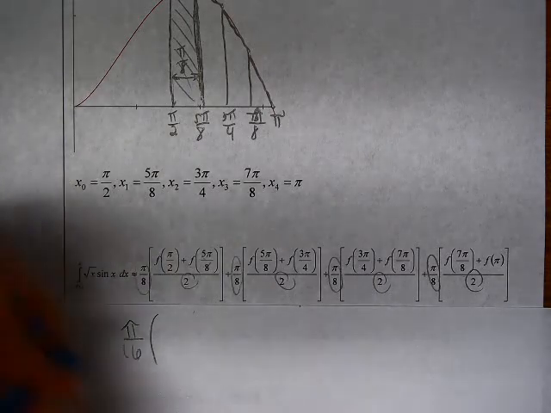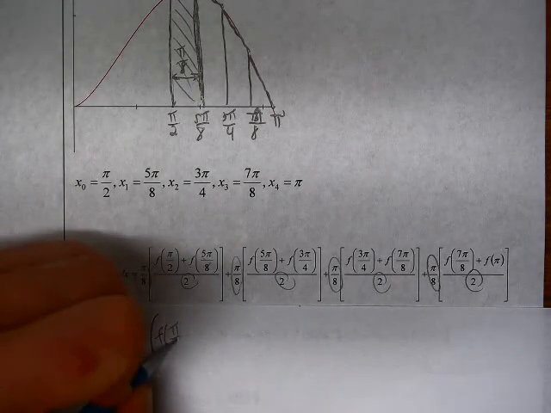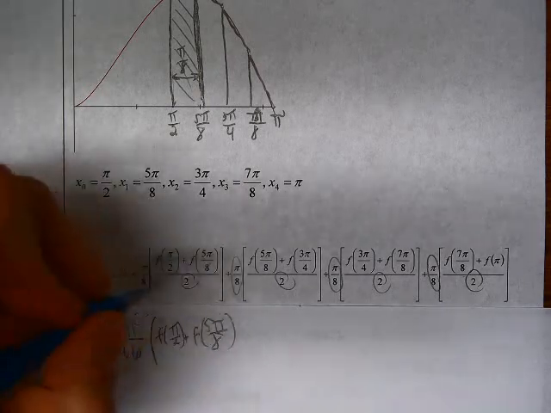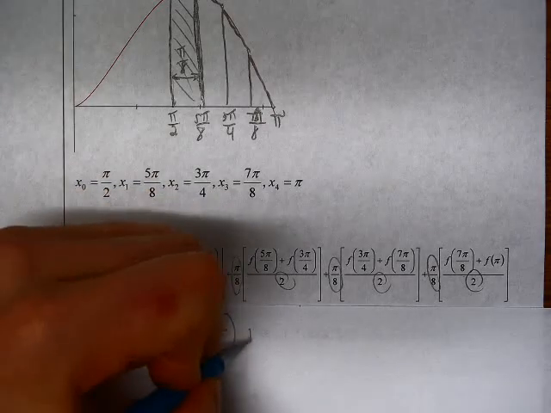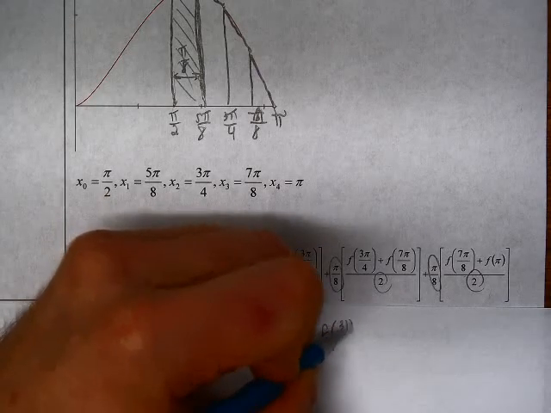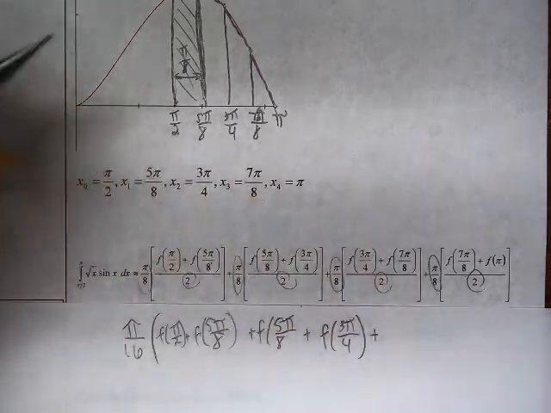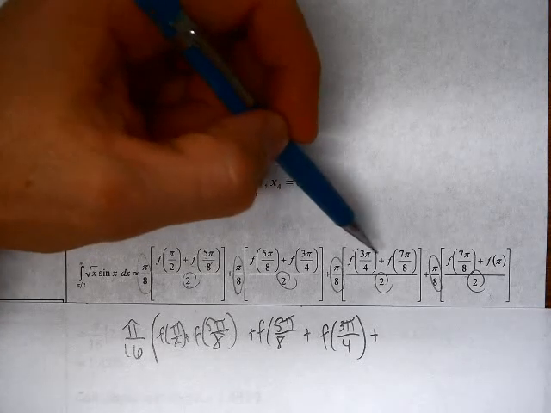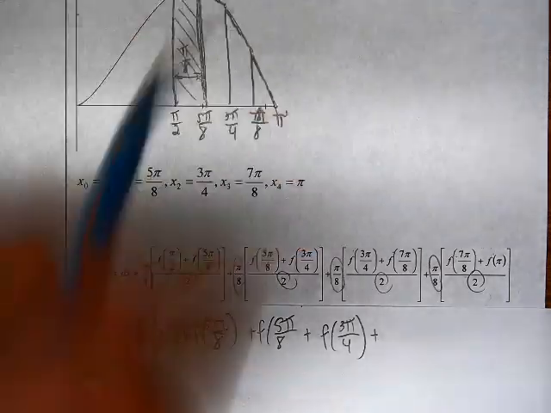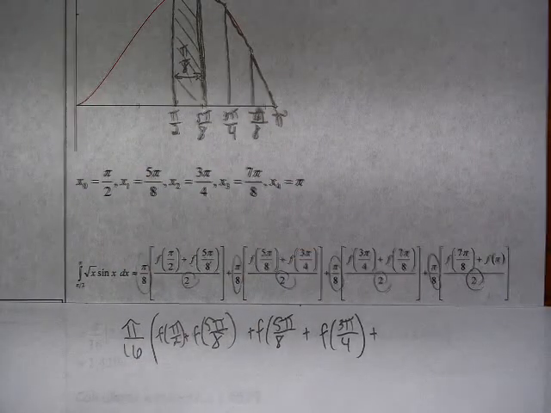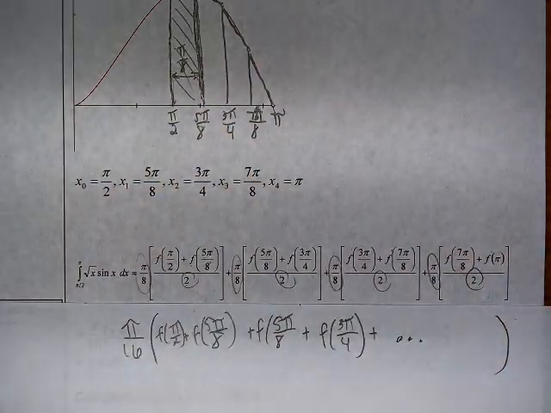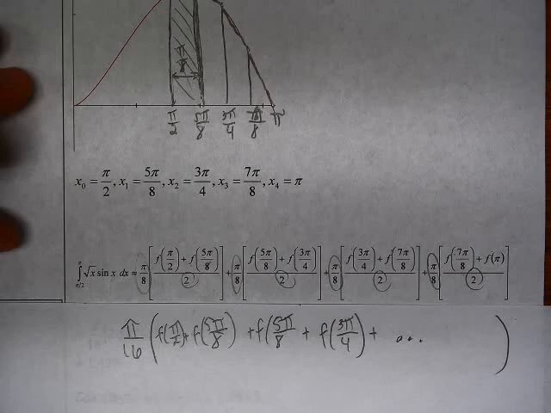So what that allows me to do is say, okay, well, I have pi over 16 times f of pi over 2 plus f of 5 pi over 8 plus f of 5 pi over 8 plus f of 3 pi over 4 plus f of 3 pi over 4 plus f of 7 pi over 8 plus f of 7 pi over 8 plus f of pi. Right? So I can write it that way and make it a little bit easier to calculate.